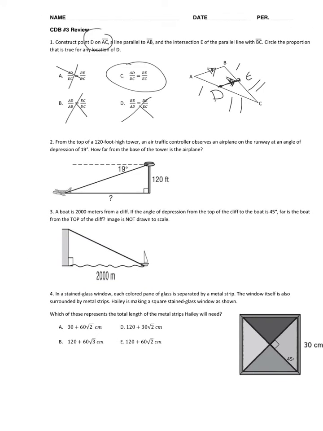Number 2, from the top of a 120-foot high tower, an air traffic controller observes an airplane on the runway at an angle of depression of 19 degrees. How far from the base of the tower is the airplane? So we are going to have a lot of trig, or several trig problems on this. If you look here, there's that angle of depression.